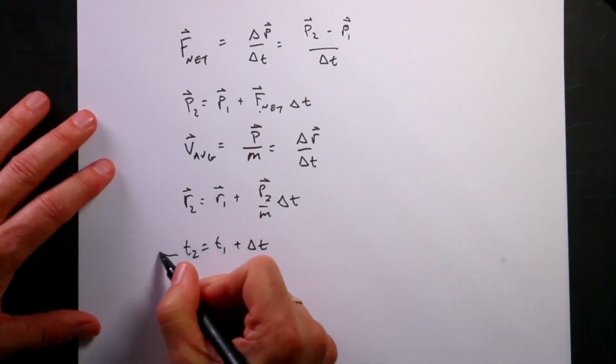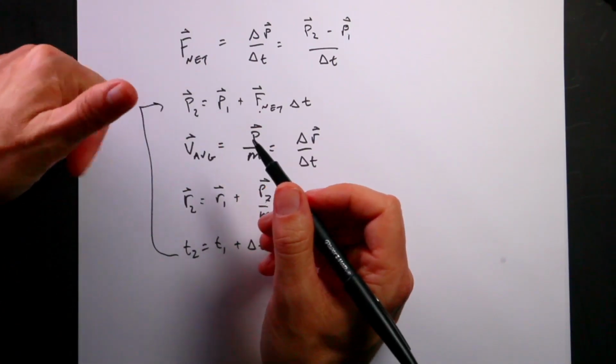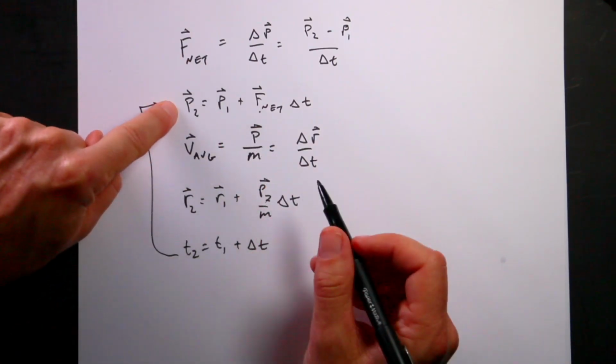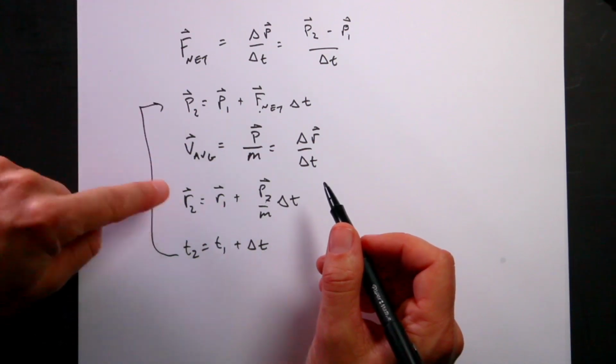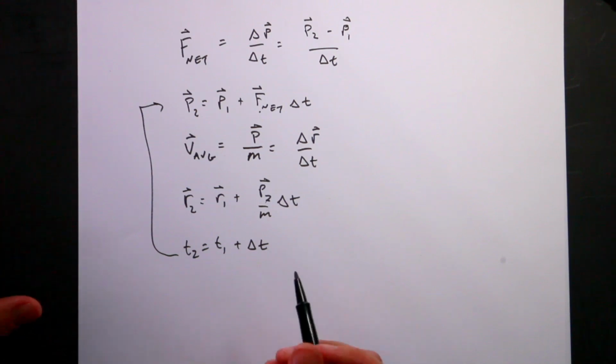And then I can just do the whole thing over again, but now recalculate the force based on the position and the momentum. Use that to update the momentum, use that to update the position, and then update time. And just keep going over and over again. And that's the idea of a numerical calculation.